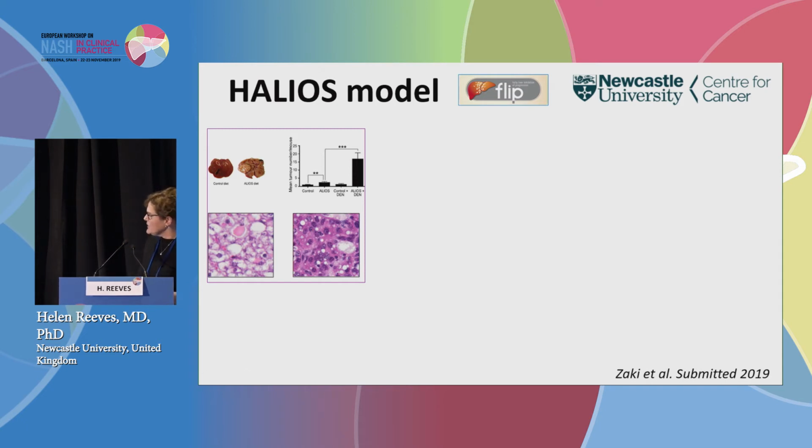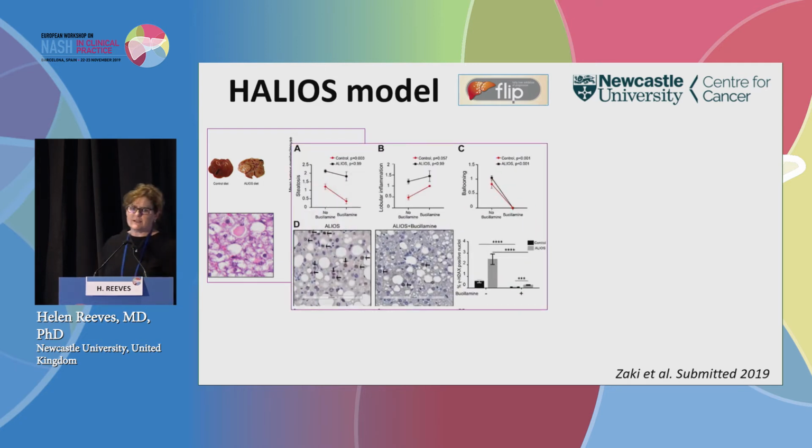And so we'd actually done more in this study other than developing the model that reflected human disease, we went on to treat them with an antioxidant called butylamine because we wanted to see if there was an effective treatment that would reduce NASH and inflammation and fibrosis and reduce the incidence of liver cancers. And so this is what we found.